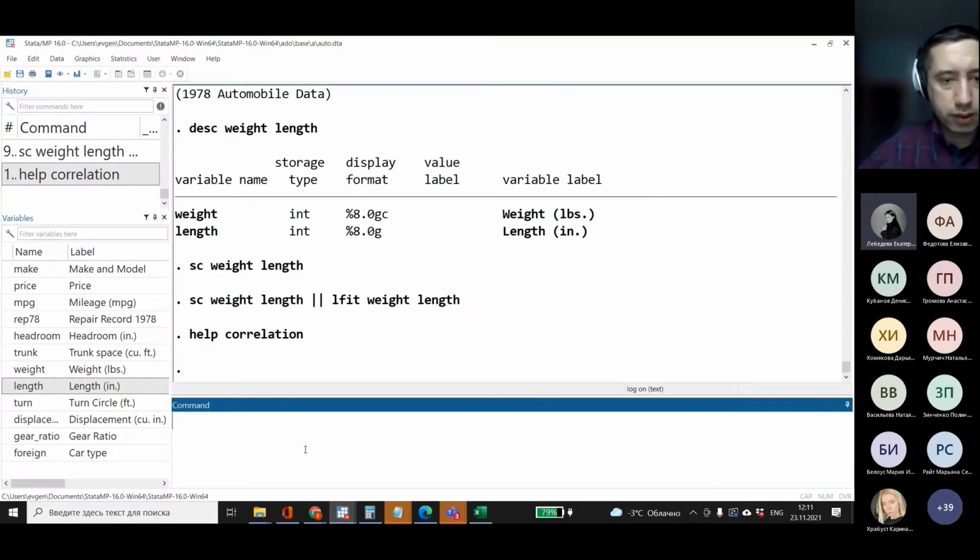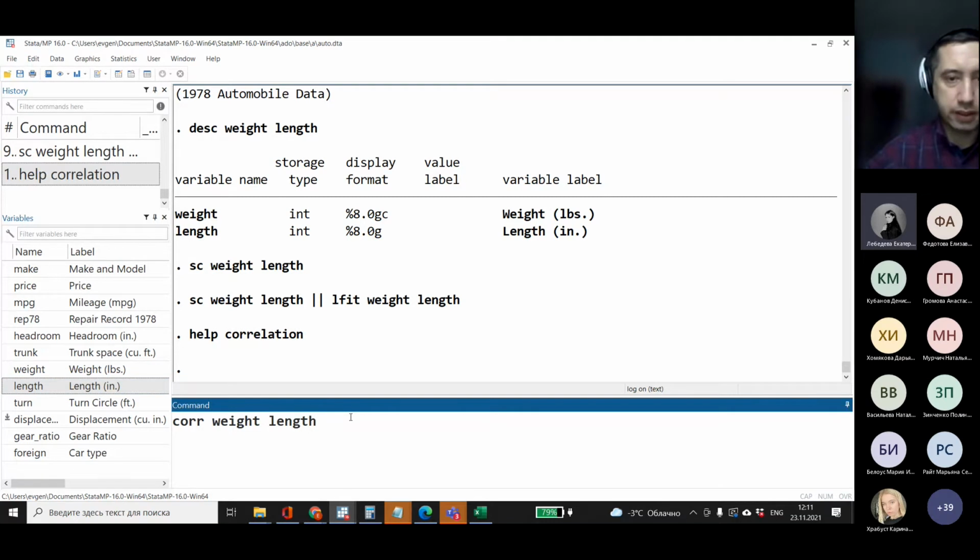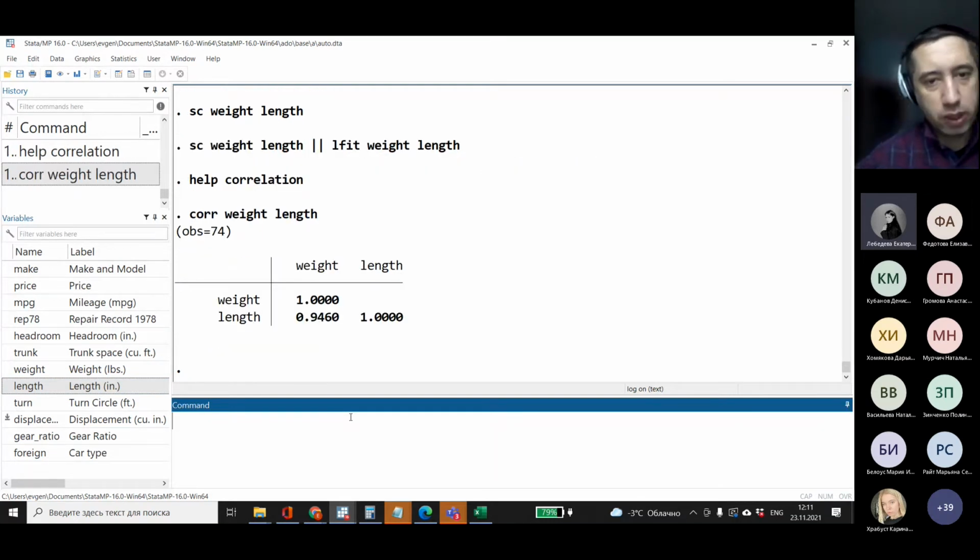How to calculate the correlation coefficient? First, you can type cor weight length. By the way, the correlation coefficient is symmetric and the order doesn't matter. This is our output. It shows the total sample size, 74 observations, and we have 3 correlation coefficients. The first two are 1 because Stata estimates correlation between the same variables, weight and weight, length and length. It is 1 as expected. And it is 0.95, pretty close to 1, between weight and length.